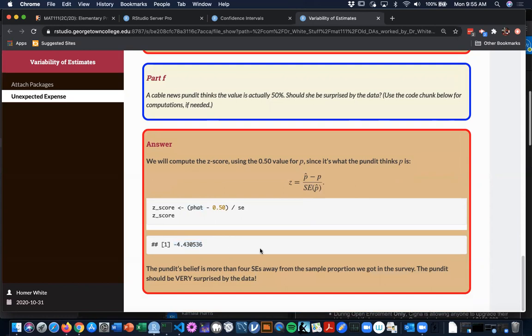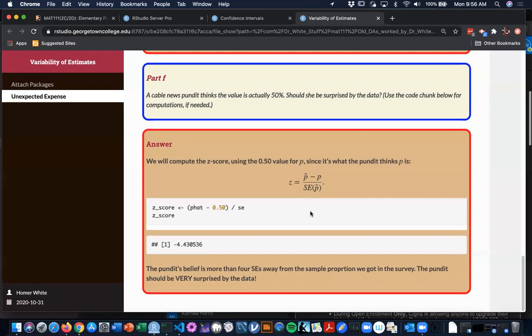And so that's just really unusual. I mean, if the pundit were right, if p were really 0.5, this p hat would be more than 4 standard errors beneath what it would be expected to be. So that would be crazy. So the pundit should be very surprised by this data. She should be willing to revise her view about what p is based on this revelation from the data.